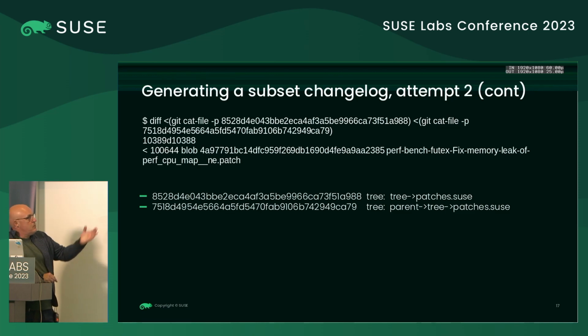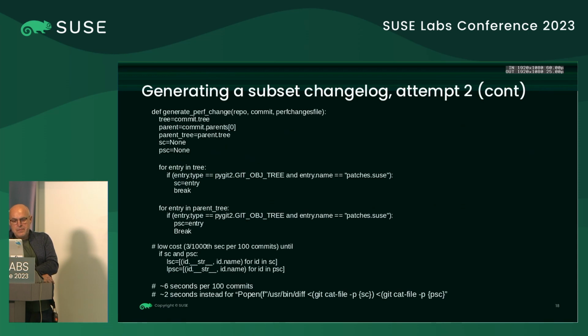So in theory, it's possible to use this as a slightly more optimized way to go through and figure things out, since I know how the Git repo is laid out. I already had this Python code that I wrote. It takes the tree, takes the parent, and then iterates over the tree to find the patches.suse directory. That's pretty low cost up to this point, about 3/1000ths of a second for every 100 commits.